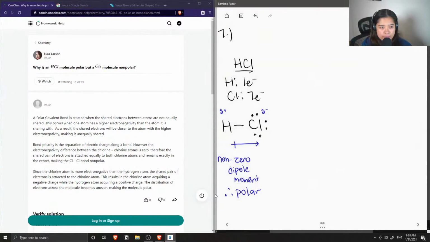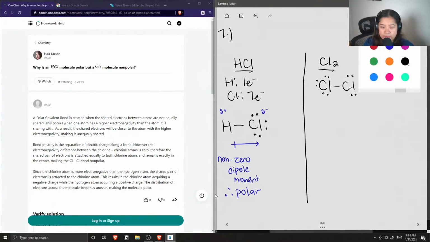But if we were to compare it with Cl2, we just have a diatomic chlorine, and then we can show the lone pairs. And every time you have a diatomic molecule, this means that it's also nonpolar.